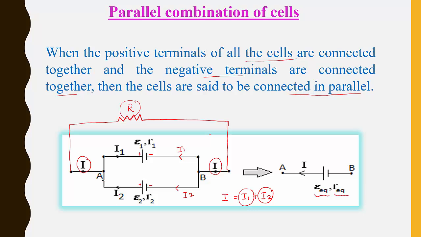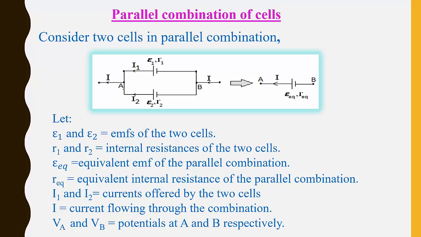When cells are in series, we can get a large potential. So if you want to increase potential, go for series combination. If you want to increase current, then go for parallel combination. If you want to increase both potential and current, then go for both combinations, that is series and parallel. Now we can derive an expression for the parallel combination of cells.